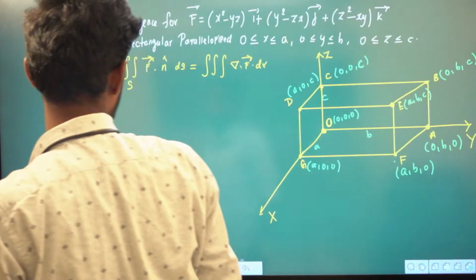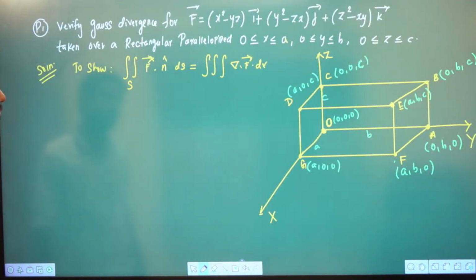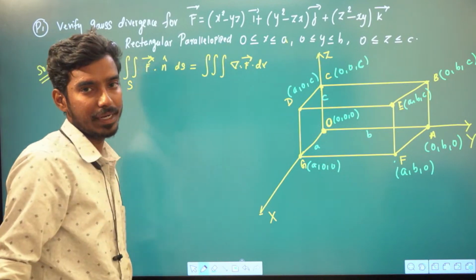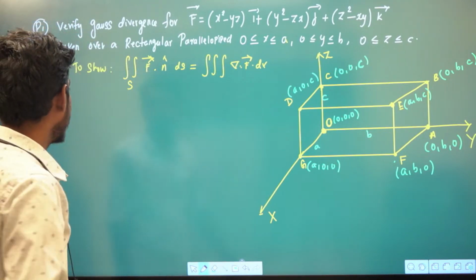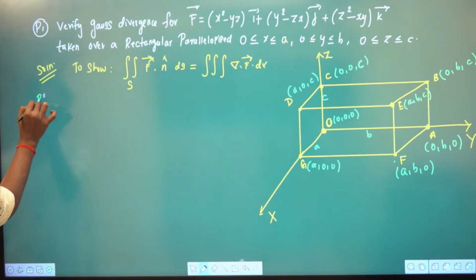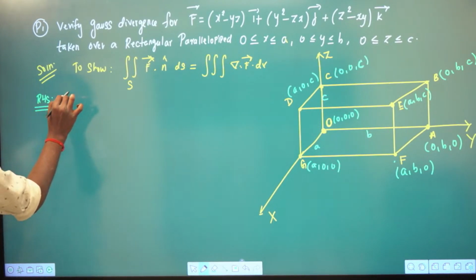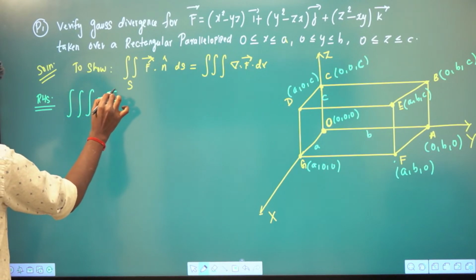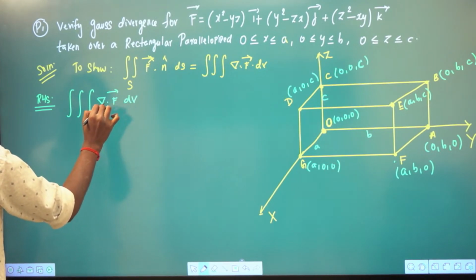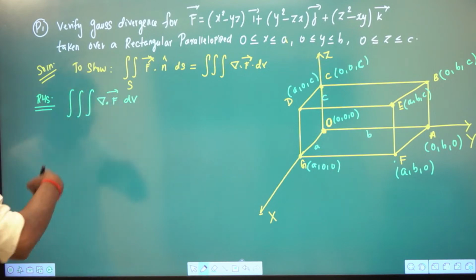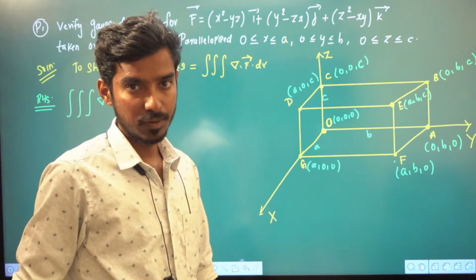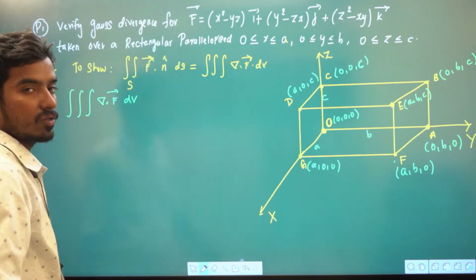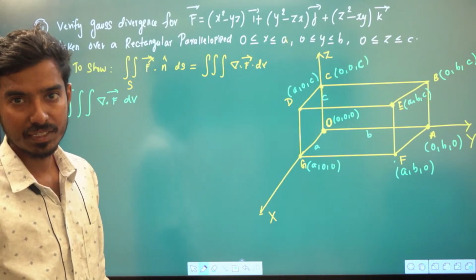Yes. Now first, what we will do is evaluate this triple integral. That is very easy, right? So, what is the triple integral? Triple integral over del dot f vector dv. So dv in Cartesian form is dx dy dz, right? Now, what is del dot f? It is nothing but the divergence of f.